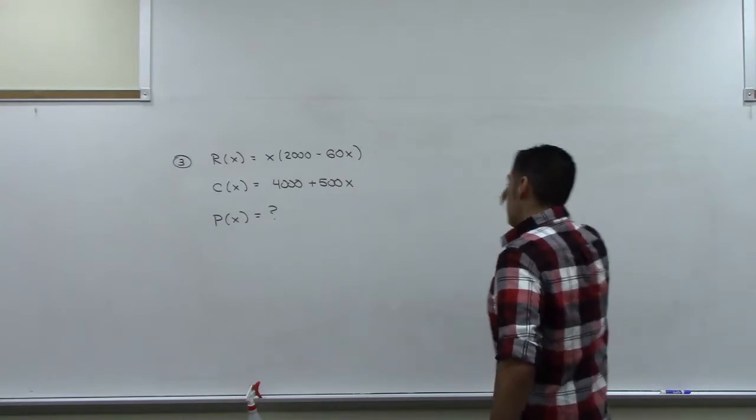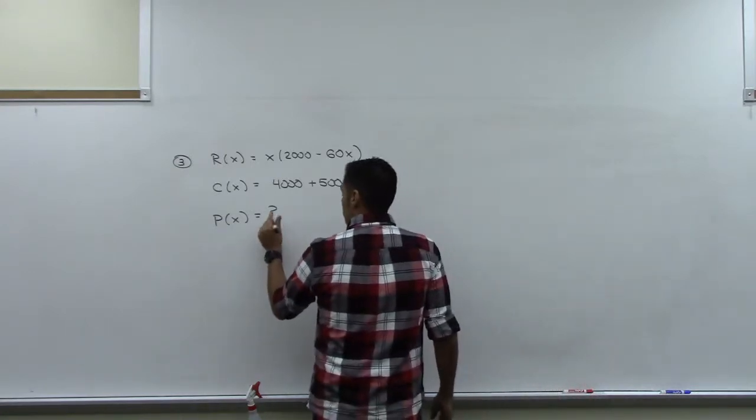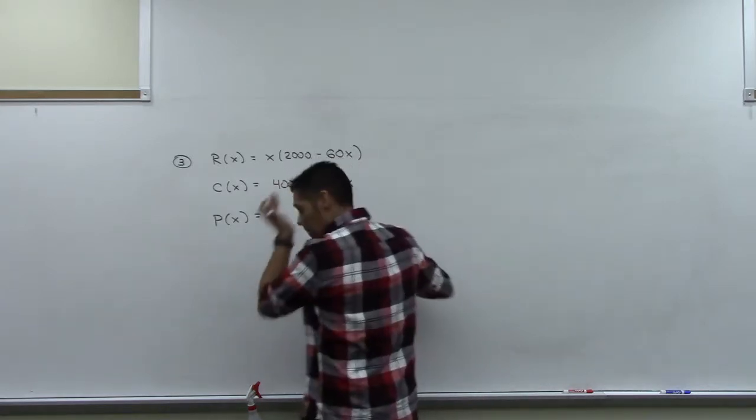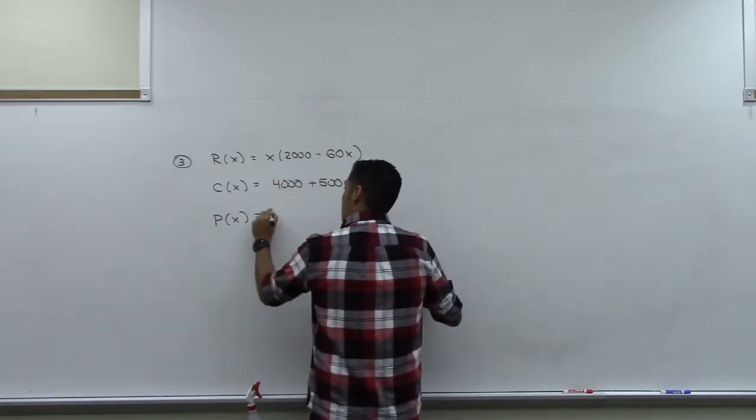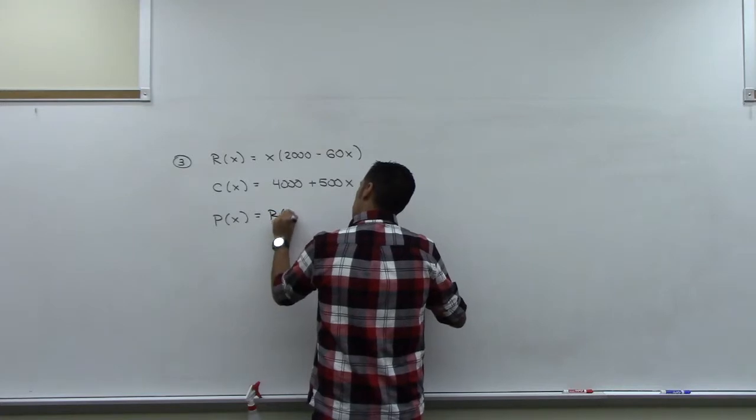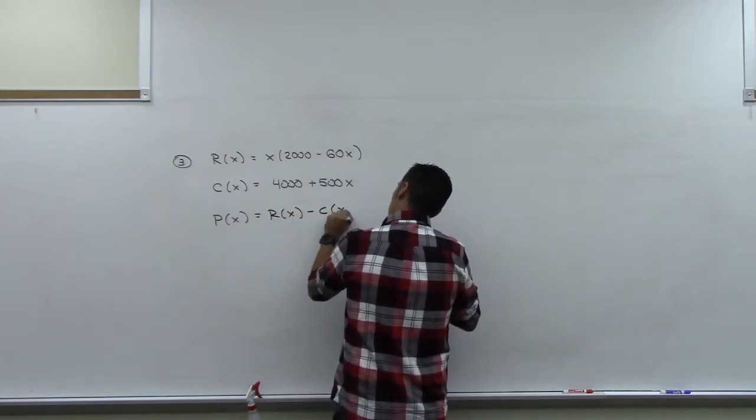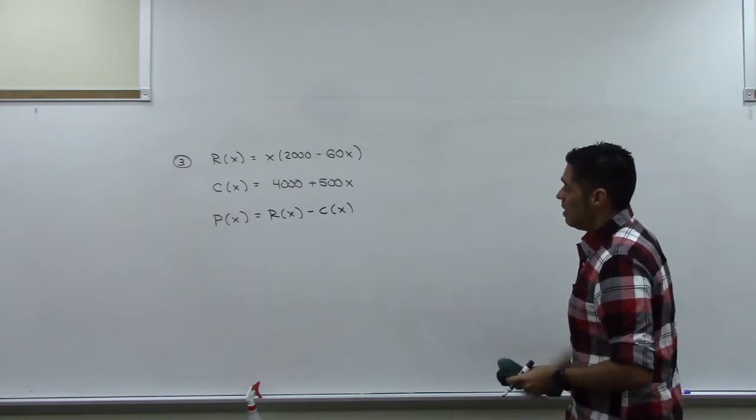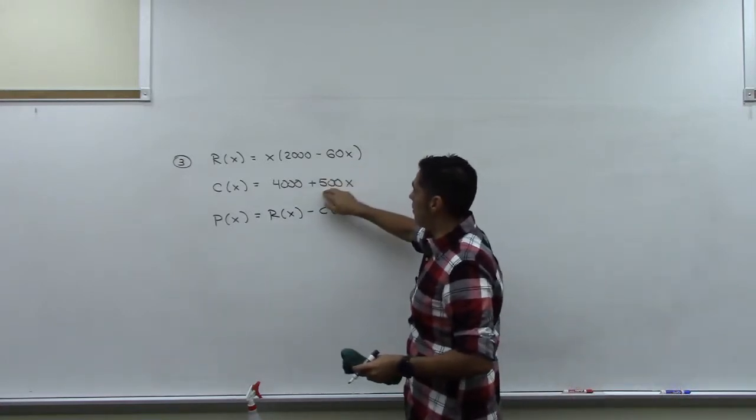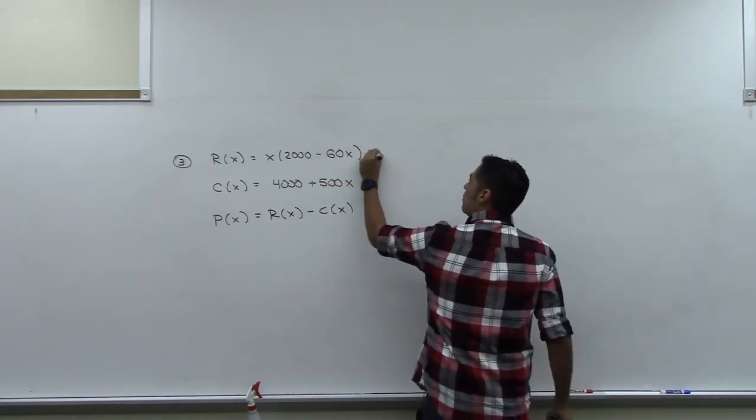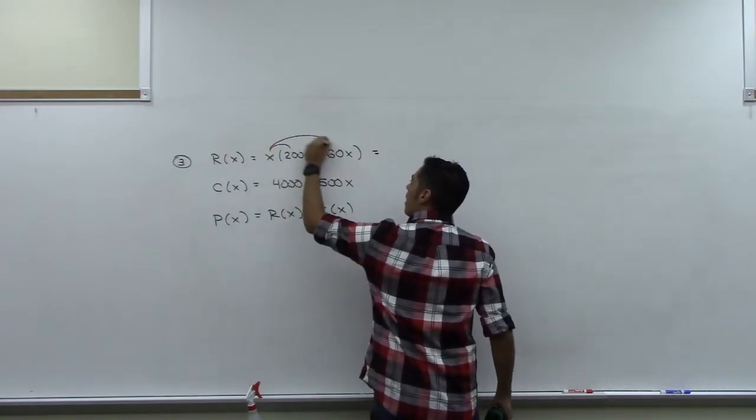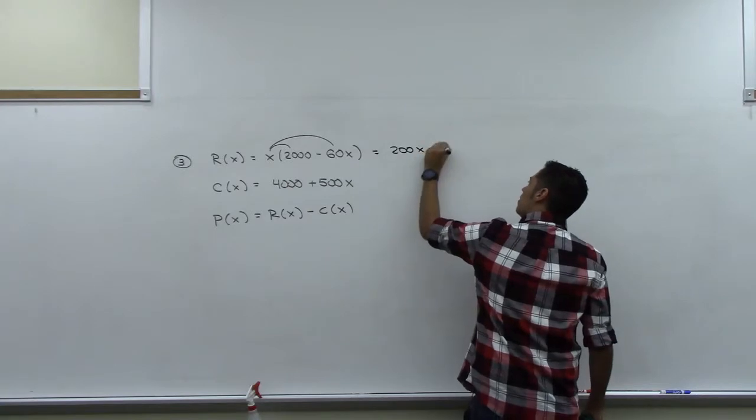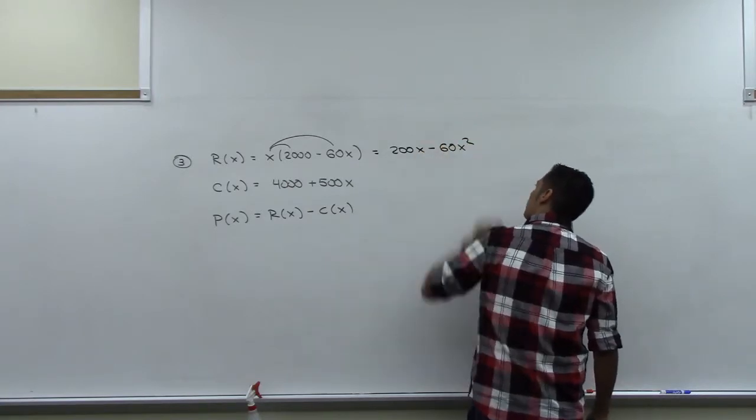Okay, what is profit? So profit, if you don't remember, profit is revenue minus cost. So we need to remember that. It's how much money you bring in minus how much it costs you to run your business. So what we need to do is take those two, take this and subtract this. Now before I do that, I'm actually going to distribute that x through the parentheses. So that's 2000x minus 60x squared.